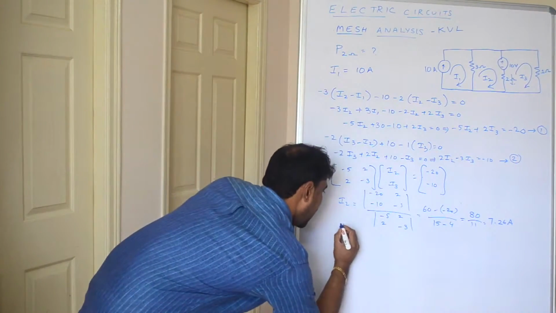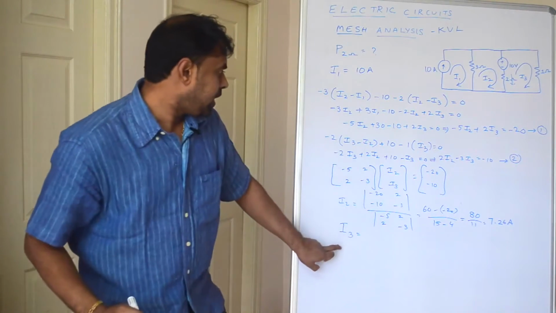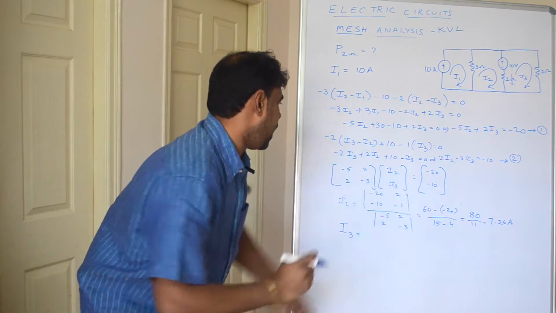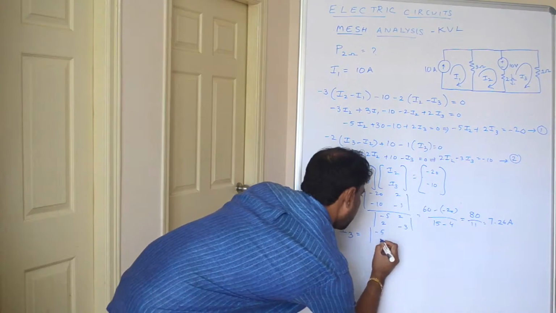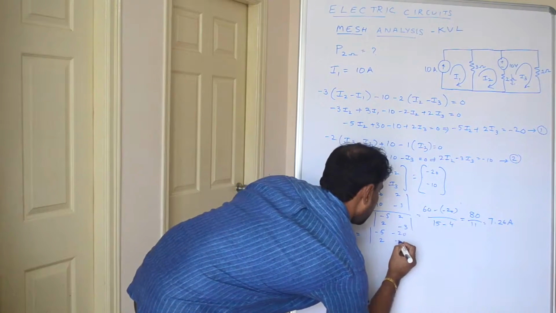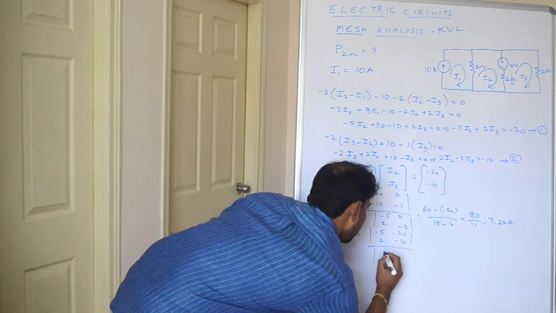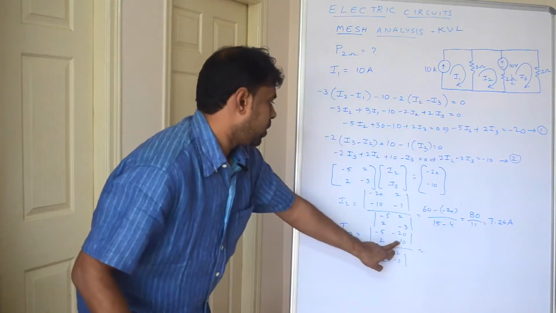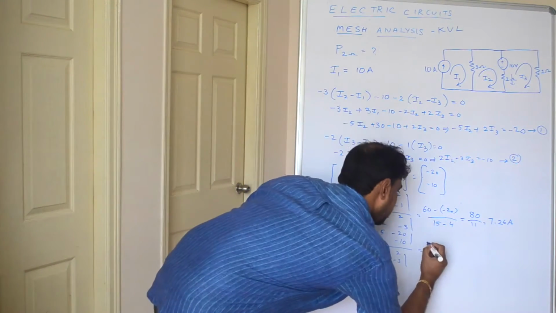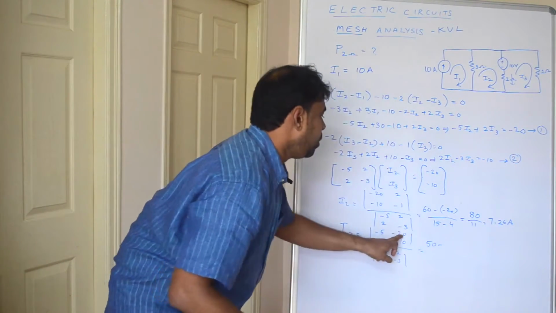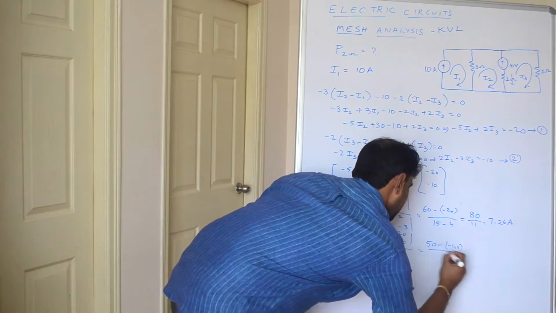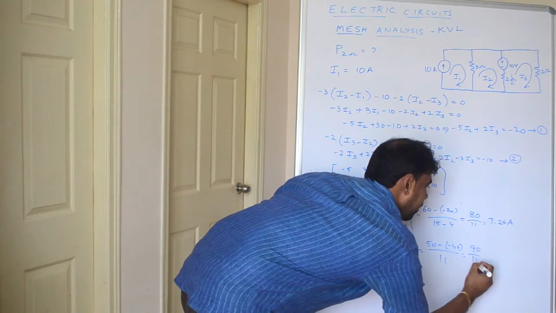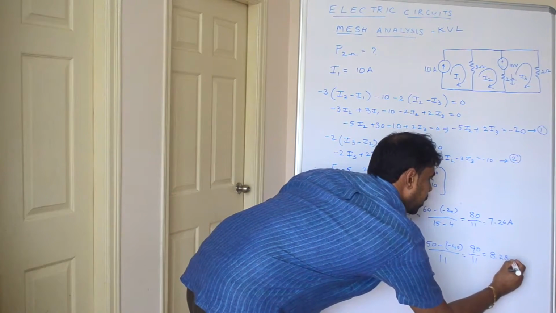Next we will solve for I3. For solving for I3 we have to replace the second column with this value. The denominator will be the same. Minus 5 into minus 10 is plus 50, minus 2 into minus 20 is minus 40, divided by the denominator we already calculated, 11. So it will be 90 by 11, which is 8.28 amperes.